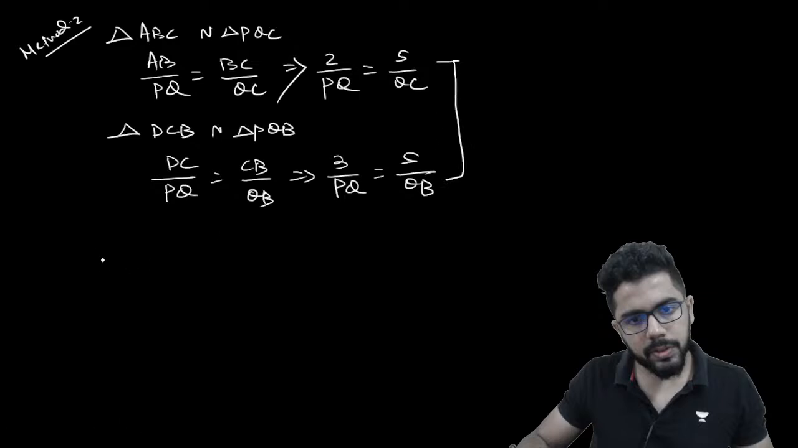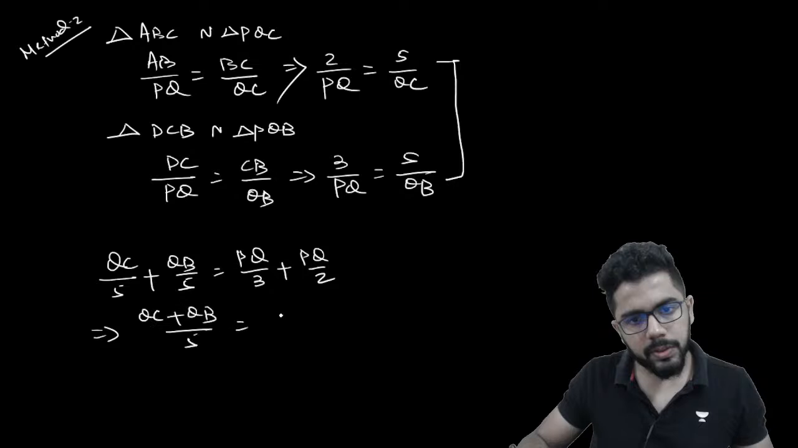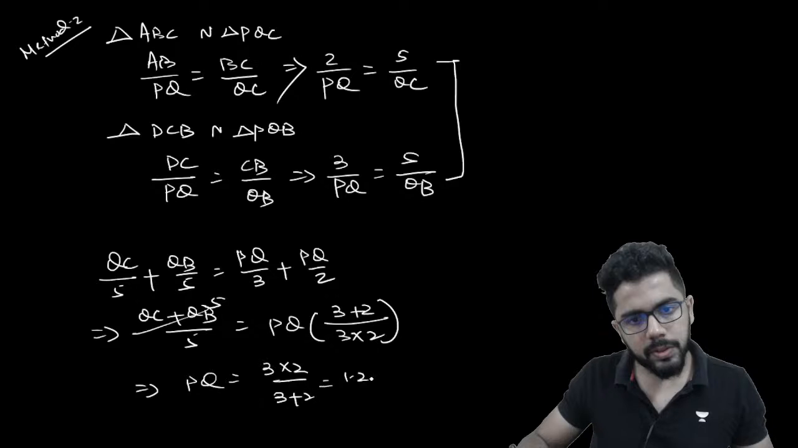That means if I write QC by 5 plus QB by 5 is equal to PQ by 3 plus PQ by 2. So this becomes QC plus QB by 5 is equal to PQ. I can take common 3 into 2 by 3 plus 2. देख रहे हो कहाँ से फॉर्मूला ओरिजिनेट हो रहा है. And this itself is 5. So I can write PQ is equal to 3 into 2 by 3 plus 2, which is 1.2.